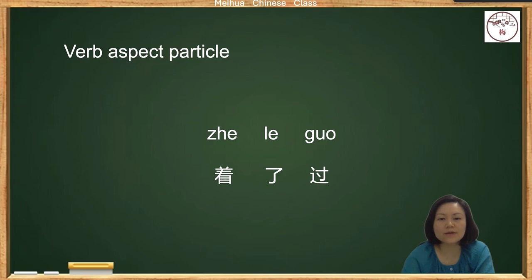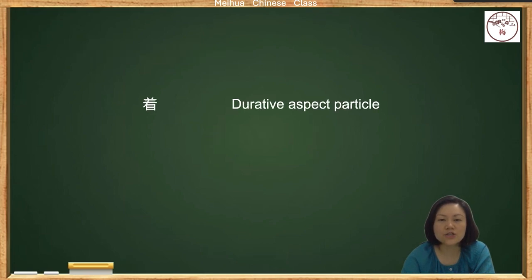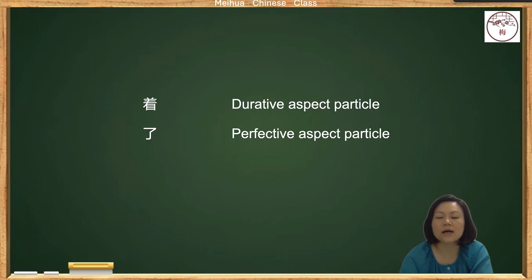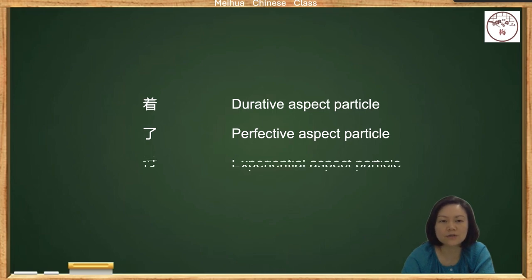Today we are going to learn the three main particles that are related to the verb aspect. 着, 了, 过. What does each mean? 着 is for durative aspect, which is similar to the progressive aspect in English, the -ing form. 了 is for perfective aspect. Simply speaking, it's similar to the past tense. Past aspect, which means the action was finished.